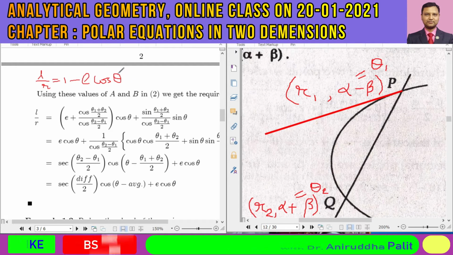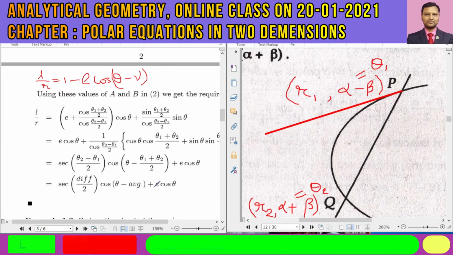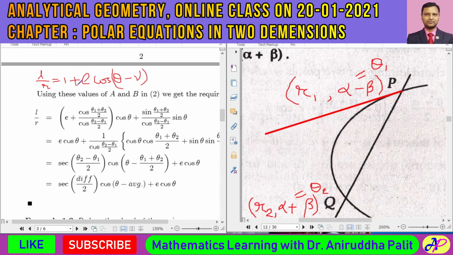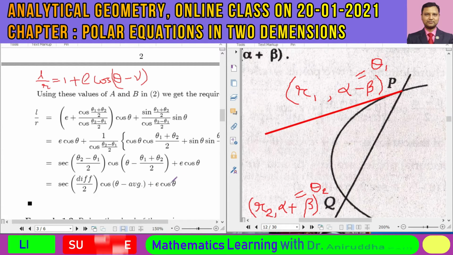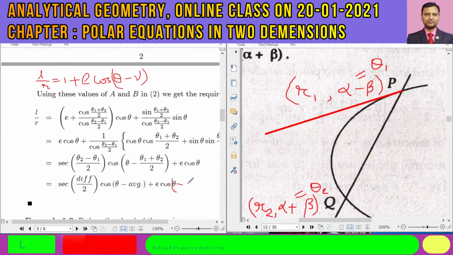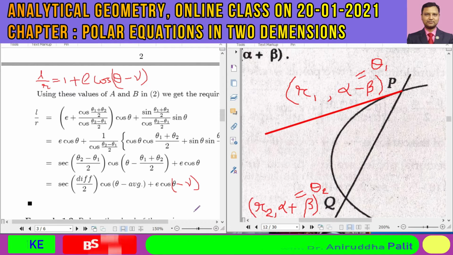And sometimes the conic can also be written in this fashion, say with theta minus gamma, in this kind of expression. If we have this kind of equation, then correspondingly, over here we shall have theta minus gamma only. This is the modification that we require.